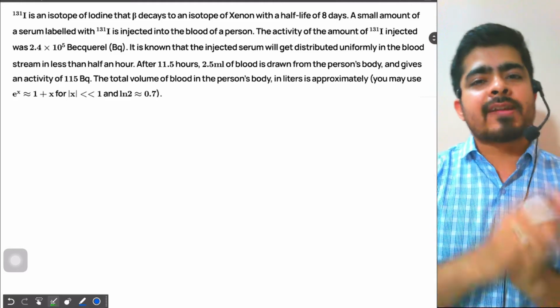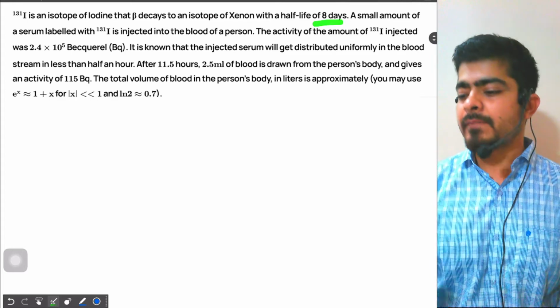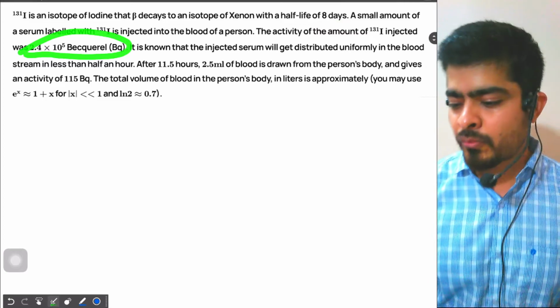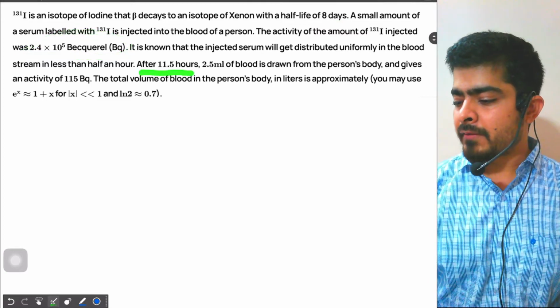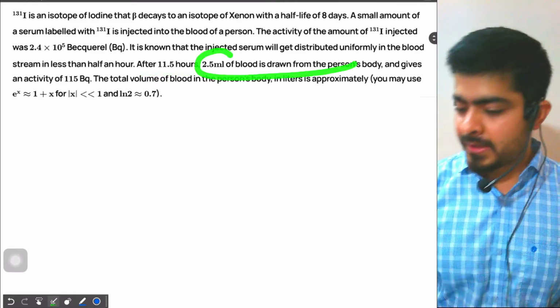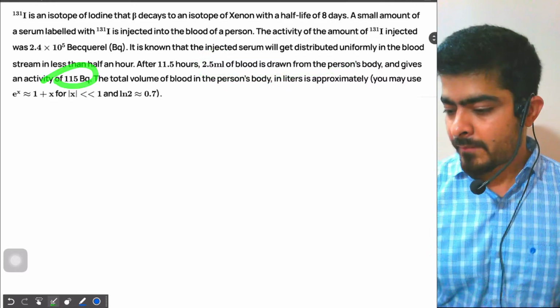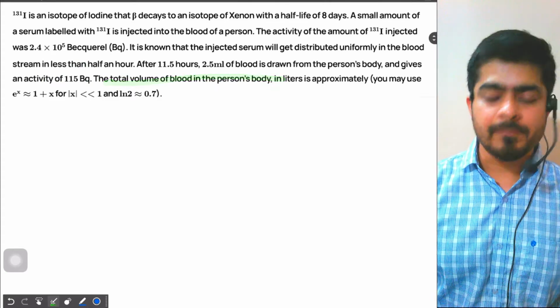This iodine is radioactive with a half-life of 8 days, that is given, okay, and the iodine is having initial activity 2.4 times 10 to the power 5, and after 11.5 hours a 2.5 ml sample of the blood is taken, which is giving an activity of 115 becquerel. So we have to find the total volume of the blood in the person's body.